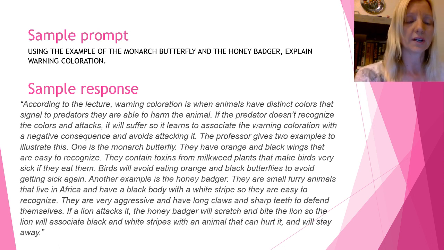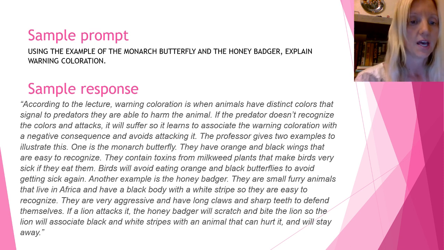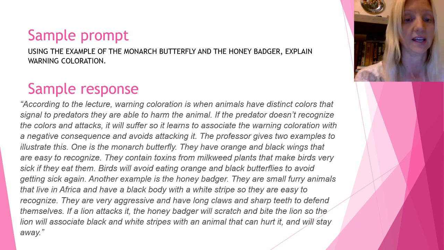According to the lecture, warning coloration is when animals have distinct colors that signal to predators they are able to harm the animal. If the predator doesn't recognize the color and attacks, it will suffer, so it learns to associate the warning color with a negative consequence and avoids attacking it. The professor gives 2 examples to illustrate this. One is the monarch butterfly. They have orange and black wings that are easy to recognize. They contain toxins from milkweed plants that make birds very sick if they eat them. Birds will avoid eating orange and black butterflies to avoid getting sick again.